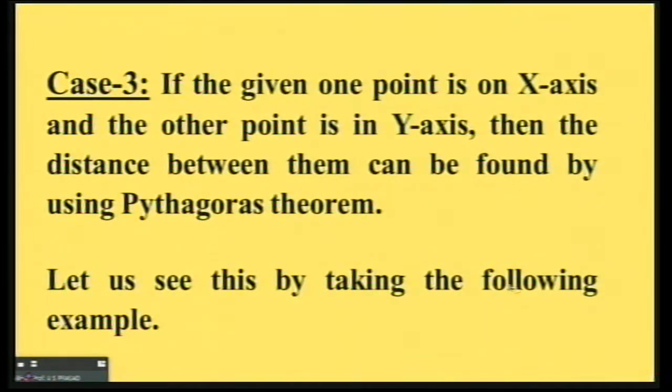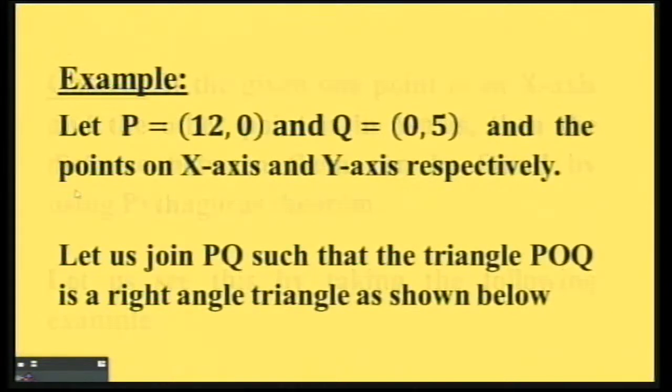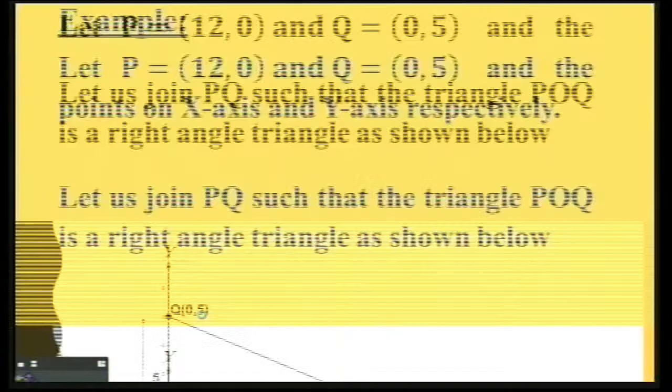Let us see how it looks by taking the following example. Let us take point P equal to (12, 0). Note that this point is lying on the x-axis, and Q equal to (0, 5). Note that this point is lying on the y-axis. Now to identify the distance, let us join P and Q. We will get a line PQ such that we get a triangle POQ, and you can easily see that it must be a right angle triangle as shown below.